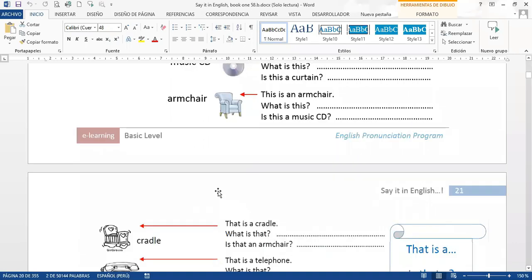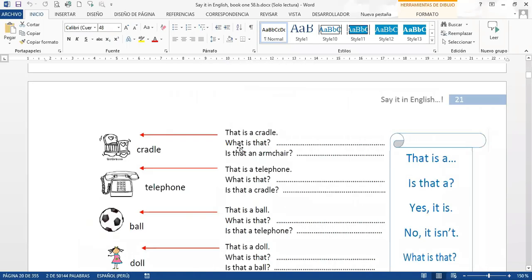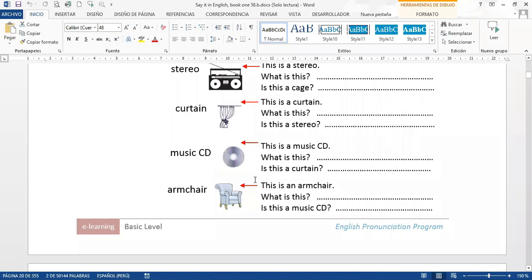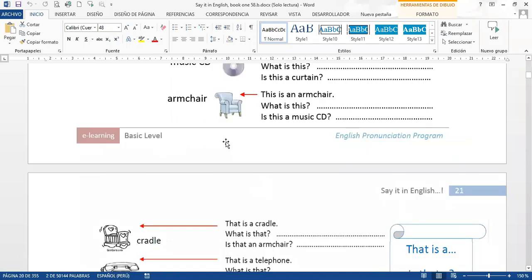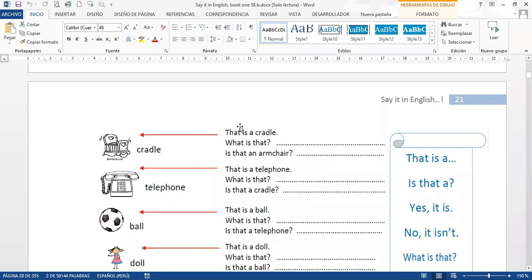Now, we're going to see the plural. We're going to see the other word. I'm sorry, this is the word that. So when the object is far, the other object is close, but now the object is far. So we don't say this. We say that. Okay? For objects that are far, we use the word that.